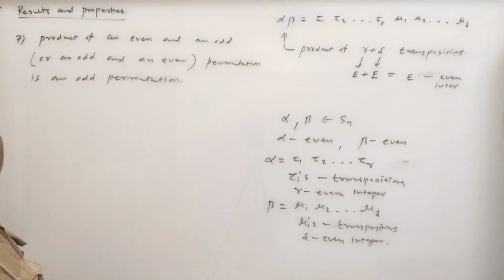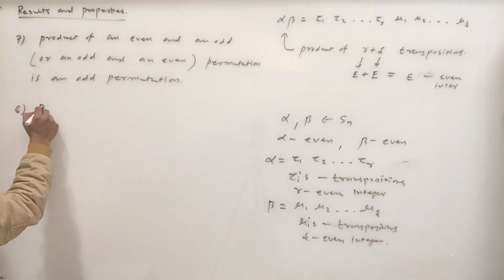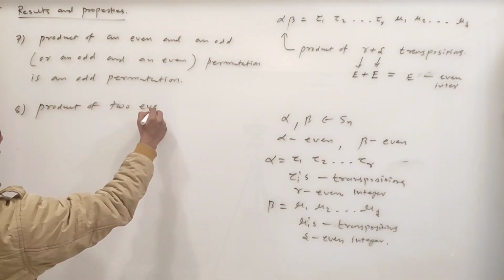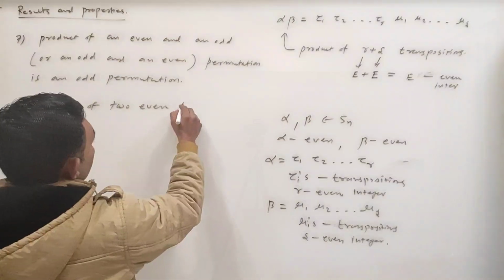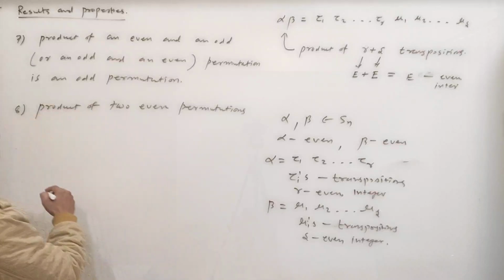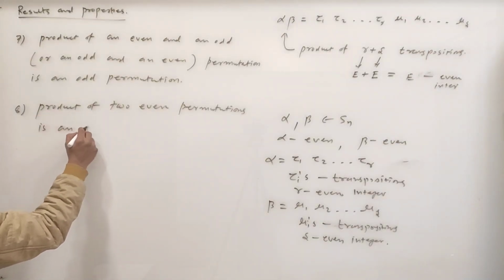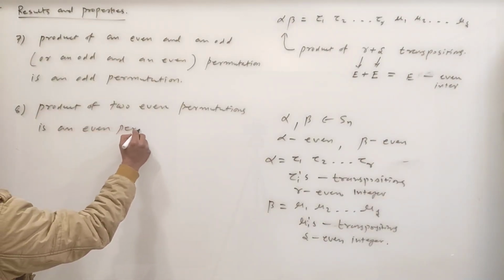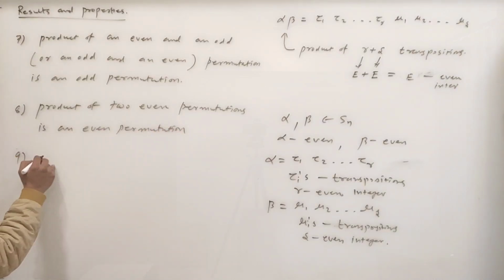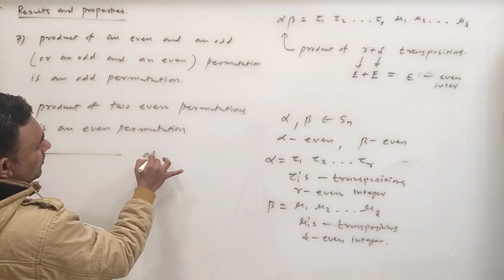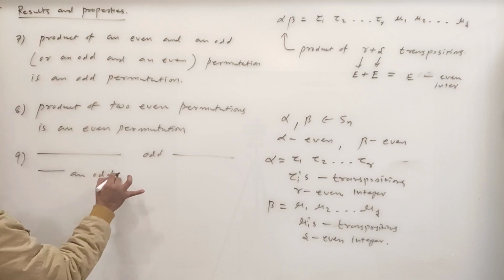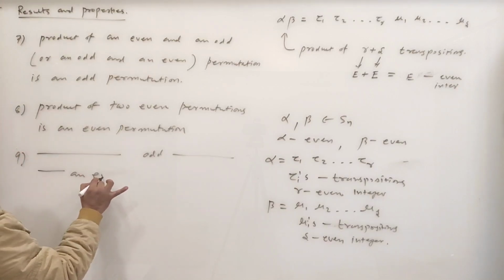So the result is our number 8: the product of two even permutations is an even permutation. And similarly you can prove the product of two odd permutations is an even permutation. That also will be even.